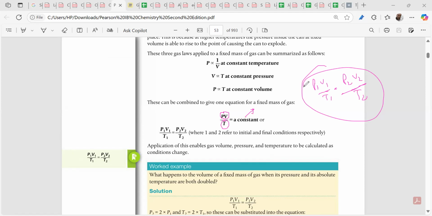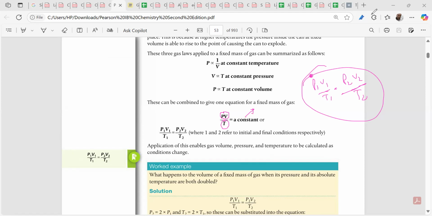That P1 V1 by T1 equals P2 V2 by T2, right? Fine. Now, the next part: when we talk about this, we don't know what the vocabulary of the question will be. The vocabulary of the question will be, suppose we are changing the pressure, right?